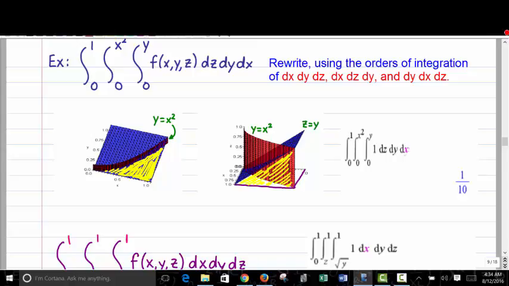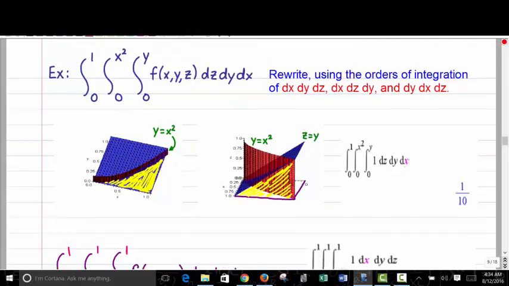So let's see what we have here. So we've got 0 to y as the first integral. And it's going dz, dy, dx. And then y goes from 0 to x squared. And then x goes from 0 to 1.